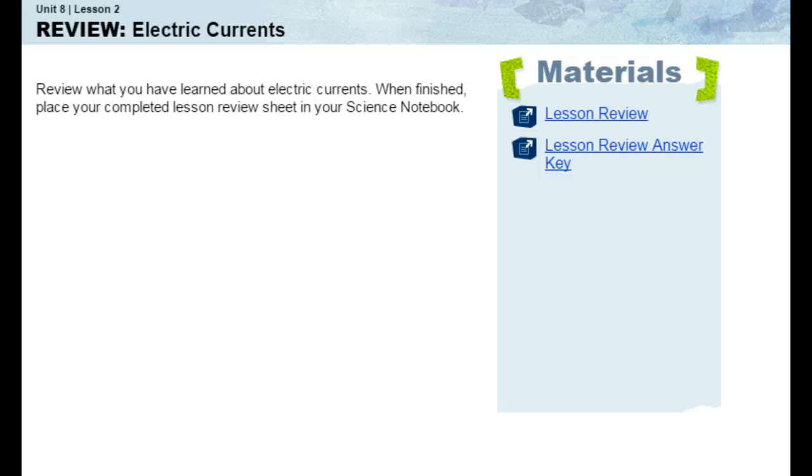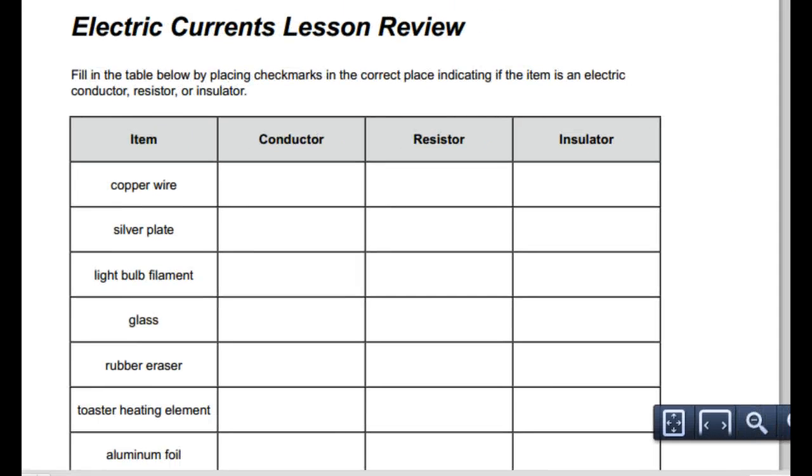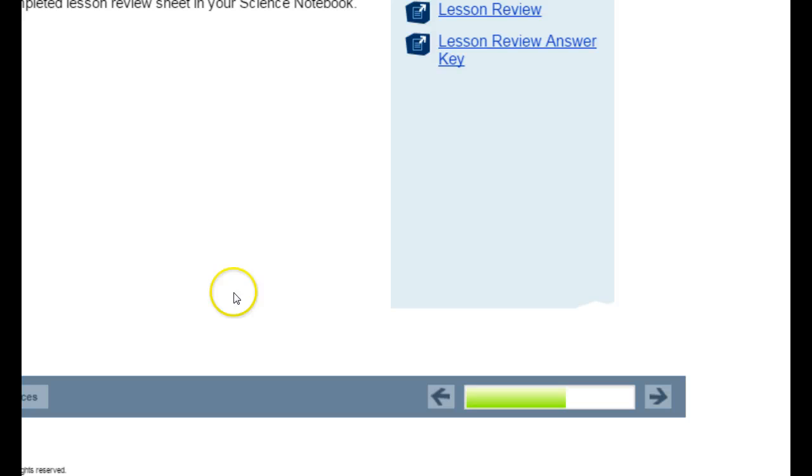Once you have completed this recording and maybe taken a minute to try that activity of making a lemon, you can go ahead and complete your lesson review. This is a very important part of your lesson. Filling out this chart will help you not only prepare for this assessment, but for the end of the unit test. So make sure you know, is copper wire a conductor, a resistor, or an insulator? Please complete this assignment in your student pages and then take the assessment that is located on the next page.